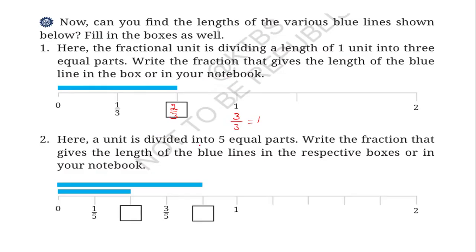Here, a unit is divided into 5 equal parts. That means 1 unit is divided into 5 equal parts. 1, 2, 3, 4, 5. That means this is 1 by 5. This is 2 by 5. 3 by 5. 4 by 5. Next, 5 by 5 means 1. This is 2 by 5. This is 4 by 5 unit.